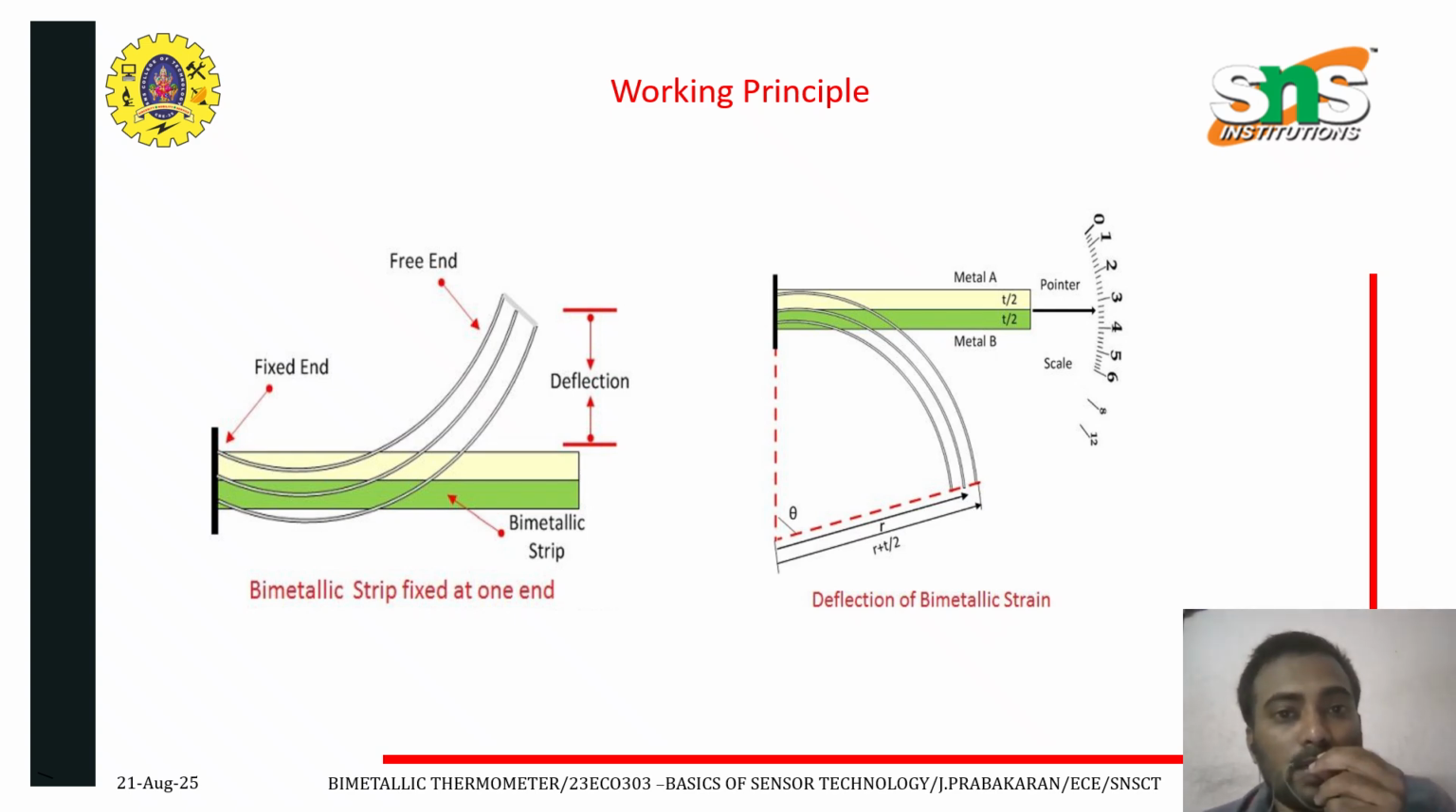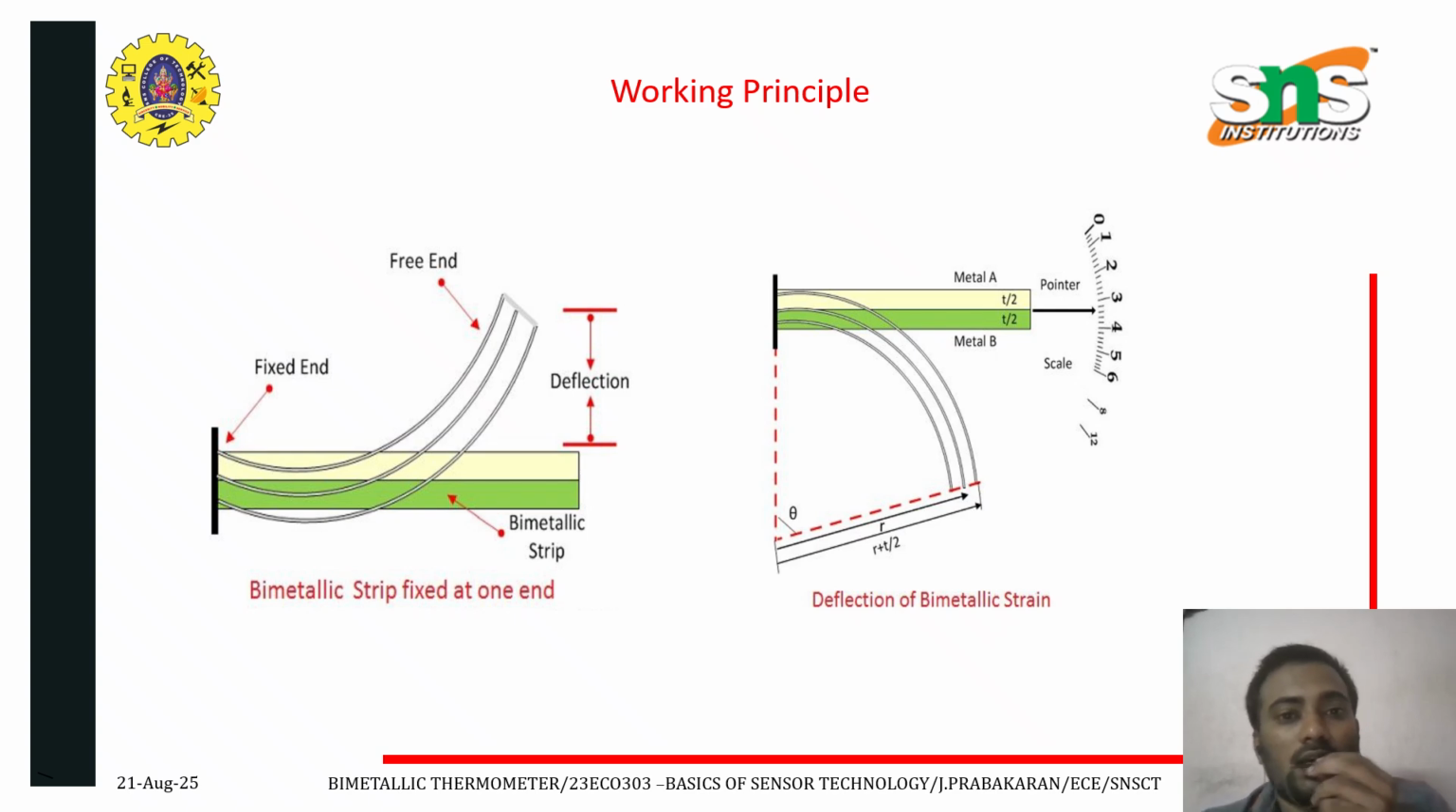The bimetallic thermometer uses the bimetallic strip. Here you can see the bimetallic strip, which converts the temperature into mechanical displacement. The working of the bimetallic strip depends on the thermal expansion property of the material. Thermal expansion is the tendency of metal in which the volume of metal changes with the variation in temperature.